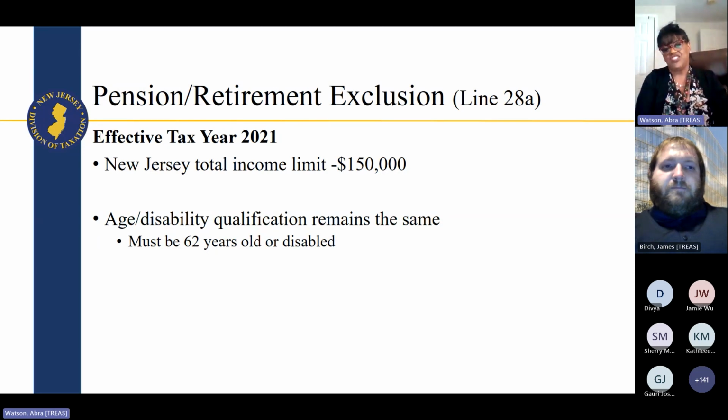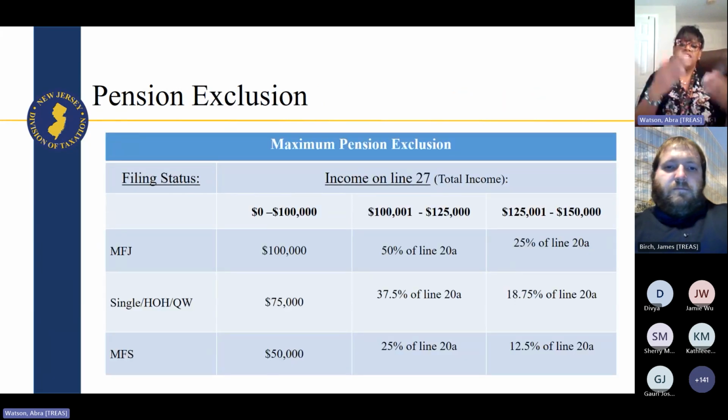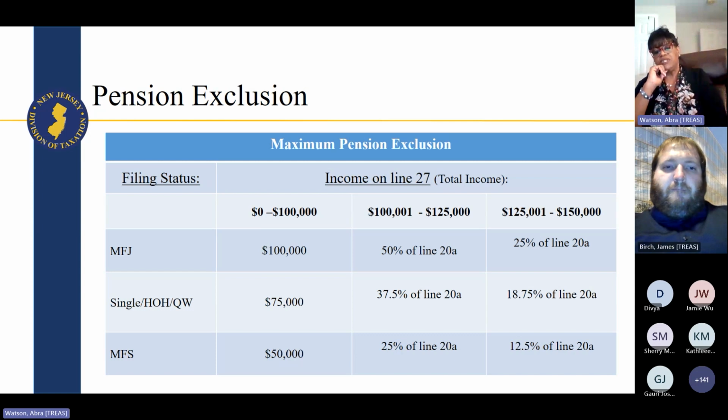So finally, we changed it, and we upped the income limit to $150,000, and the qualifications remain 62 years of age or older or disabled for the pension exclusion. So if your income is $0 to $100,000, not much has changed here. You still have the flat amount: married filing joint, you can exclude up to $100,000 of pension income. If you are single, $75,000. If you are married filing separate, $50,000. Head of household or qualifying widow, $75,000.